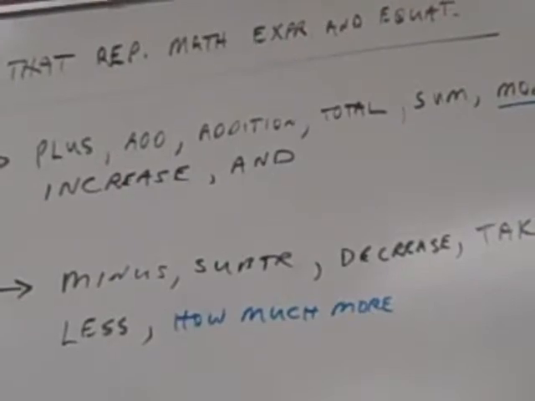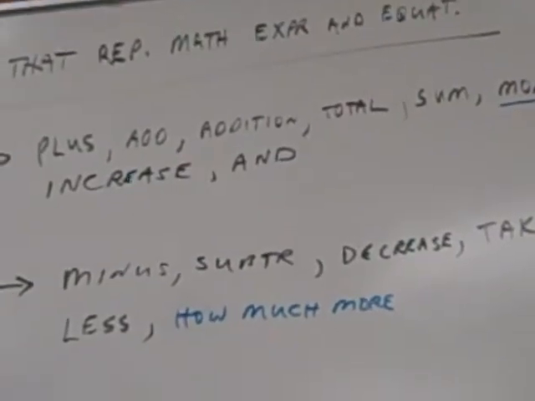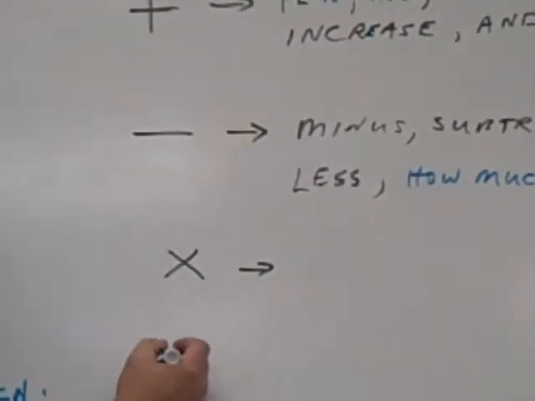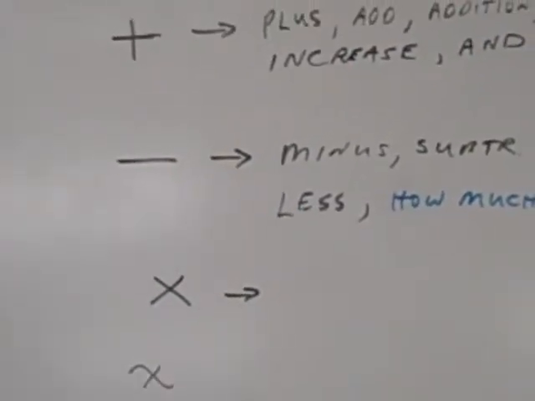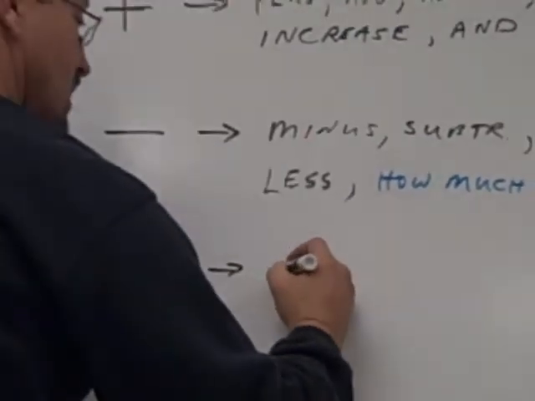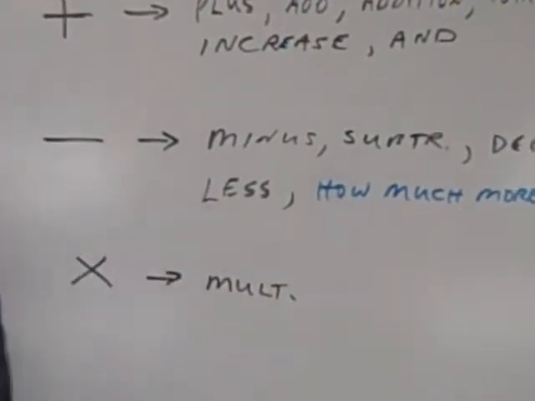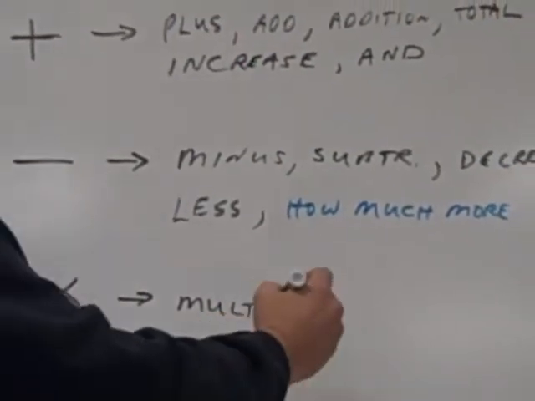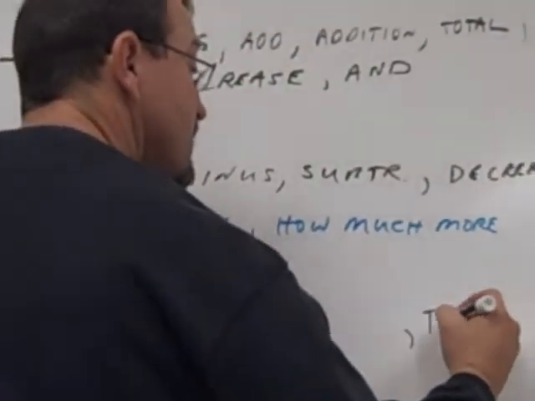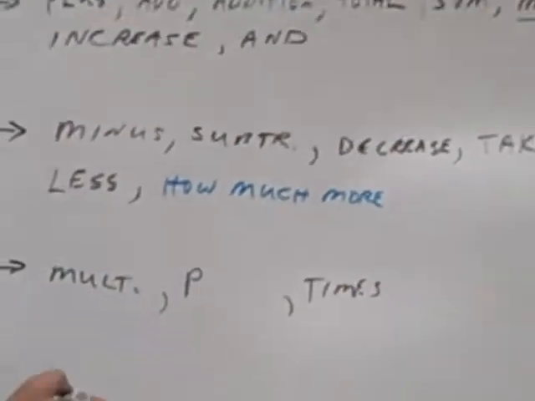Now, what's the next one? Multiply. Yeah, let's do this one. That's not an X, because remember, if I'm doing a variable X, I put a loop, make it more cursive looking. But that right there is multiplication. Times. I have one we can add.